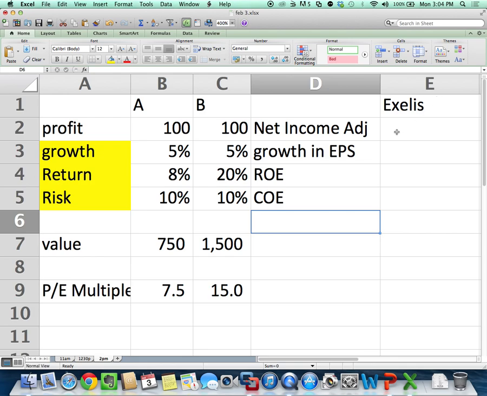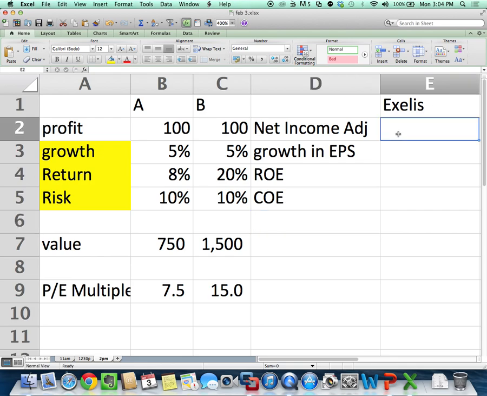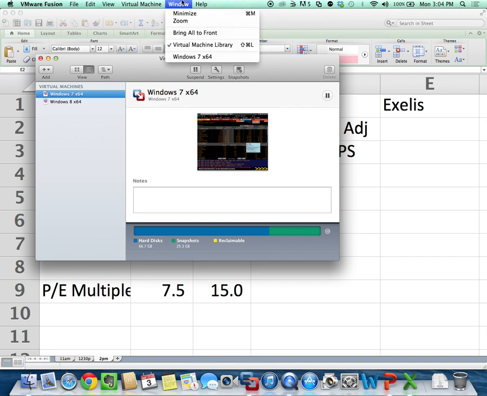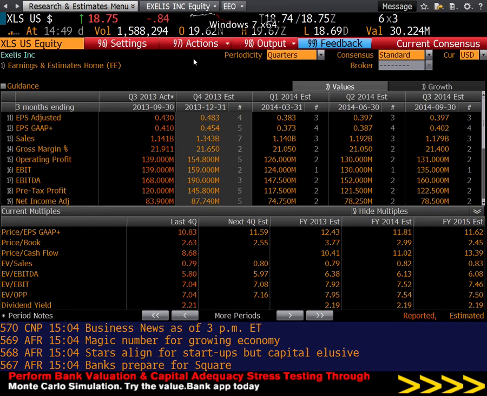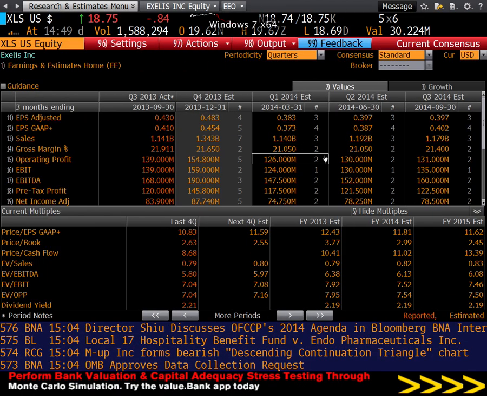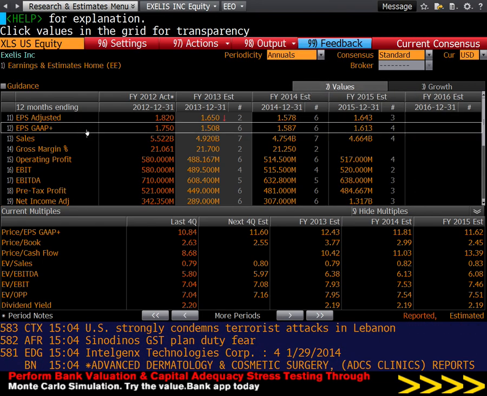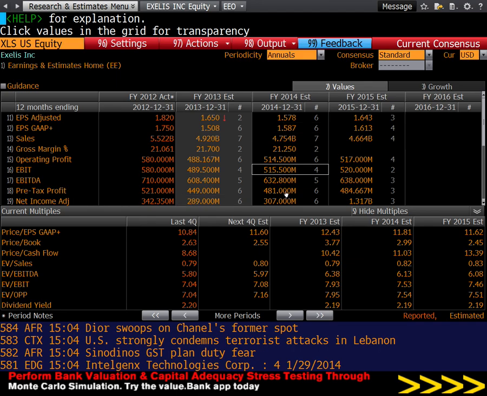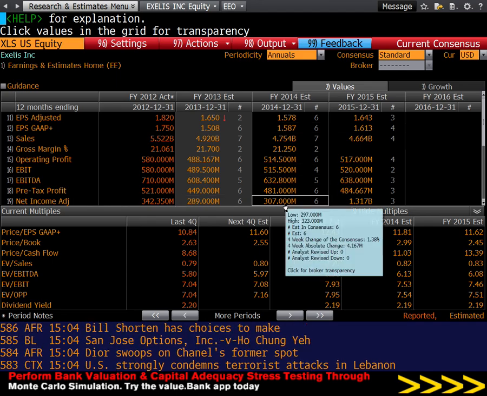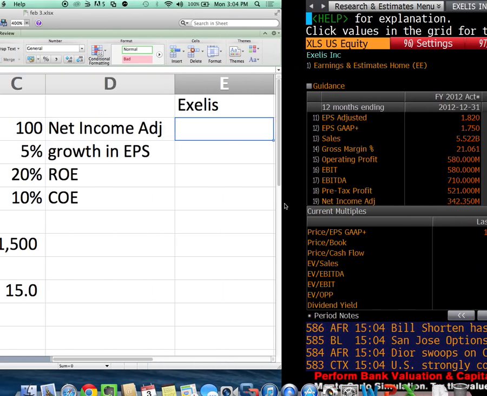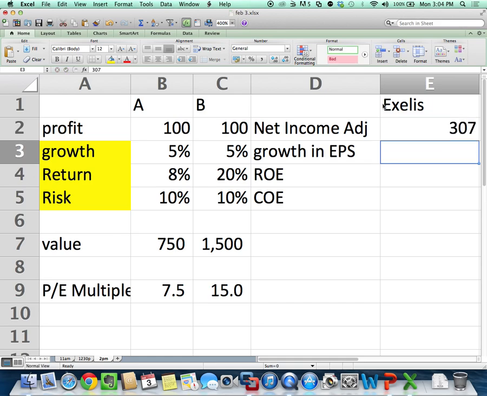So back to this. Net income adjusted for Excelis next year is currently expected to be, on an annualized basis, $307 million. Their growth, I don't know what their growth is. I'm going to put 5% as a placeholder in there, and we can always change it. Return on equity.